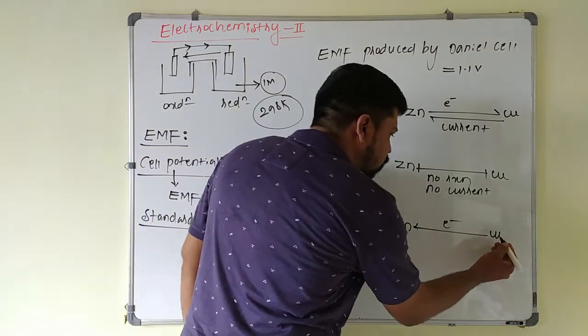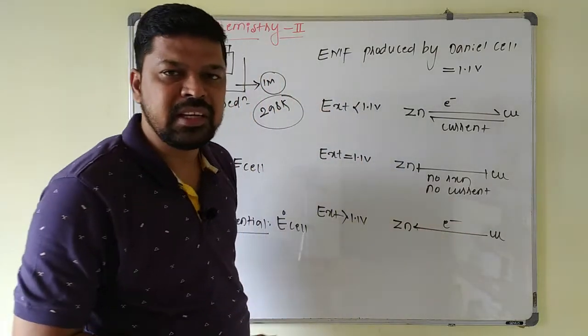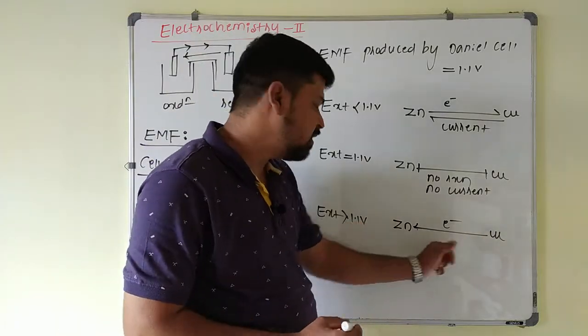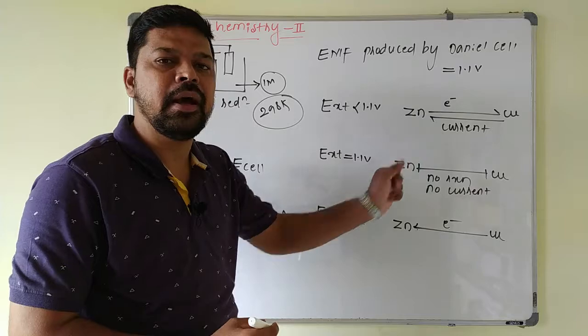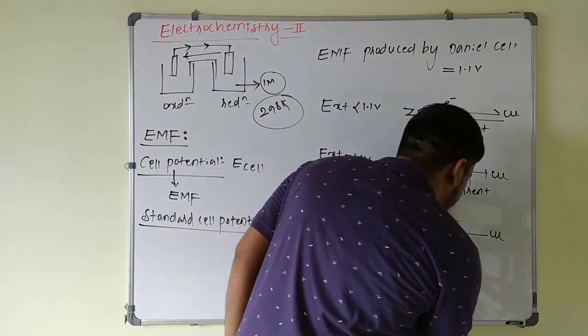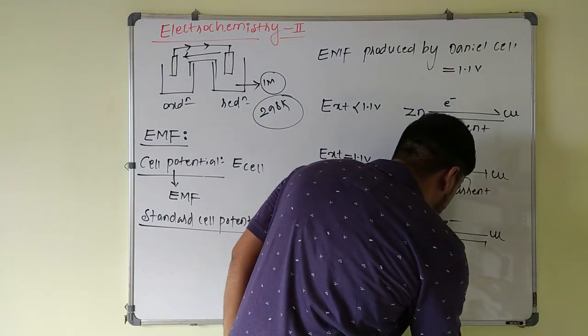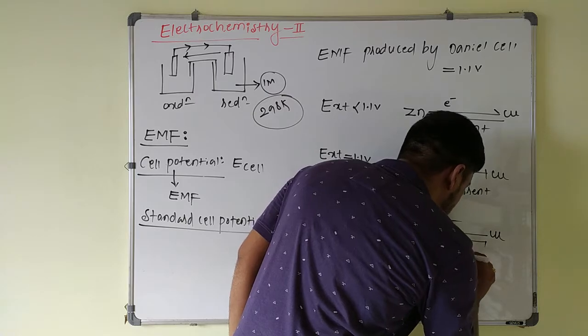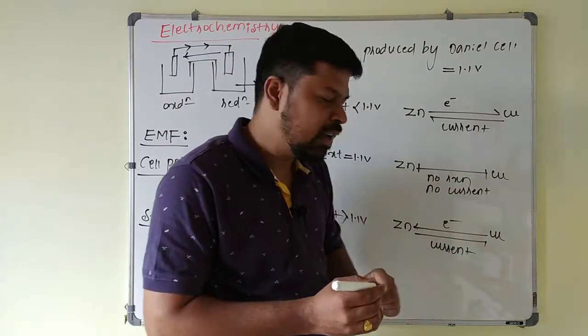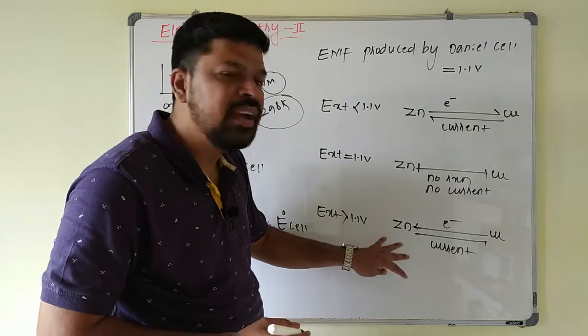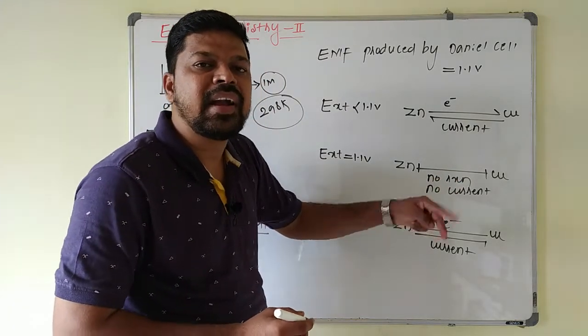Electrons flowing from copper to zinc means copper is undergoing oxidation and zinc is undergoing reduction. The copper rod will be dissolved and zinc will be deposited. So what is the direction of current here? The direction of current will be opposite to the flow of electrons. Current will be flowing from zinc to copper. In this case, this galvanic cell will act as what?